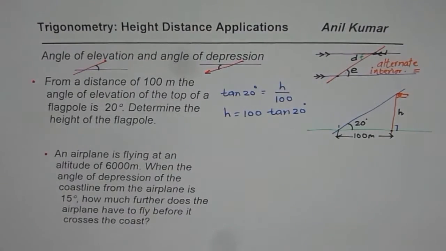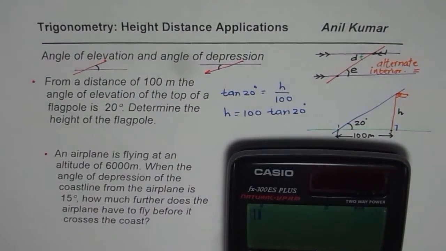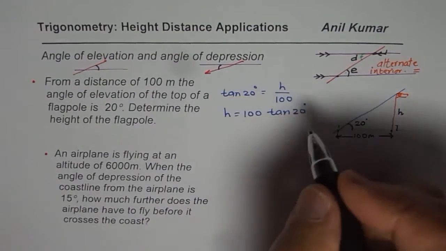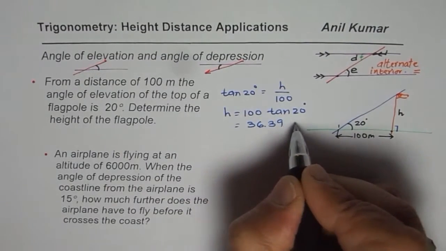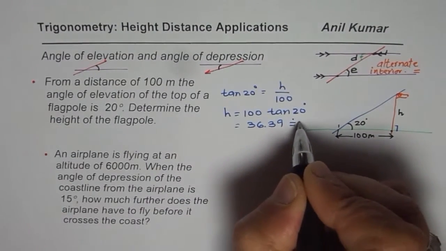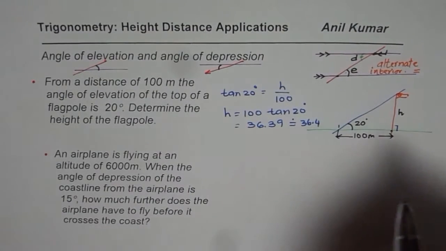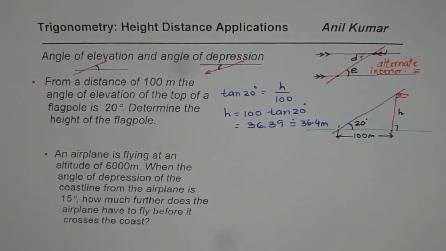At this stage, you have to use a calculator and say 100 times tan of 20 degrees is equal to 36.39. Okay, so we get height equals 36.39. Let's round it to one decimal place and we say 36.4. The units are meters. So that is how you need to solve such questions. I hope the concept of height, distance, angle of elevation, tan all comes together to you, right?